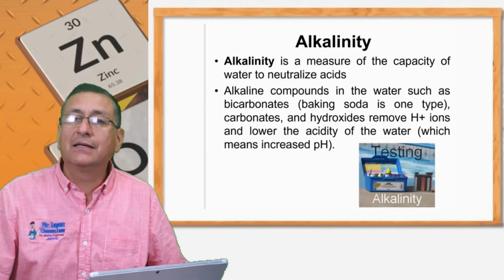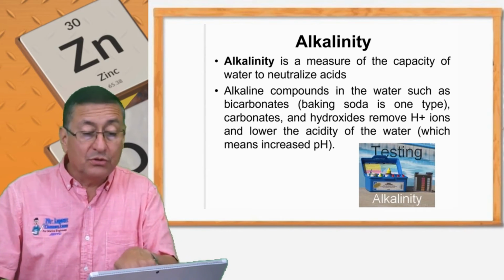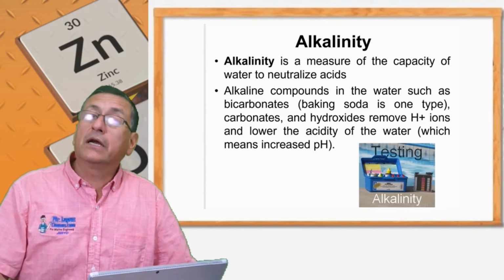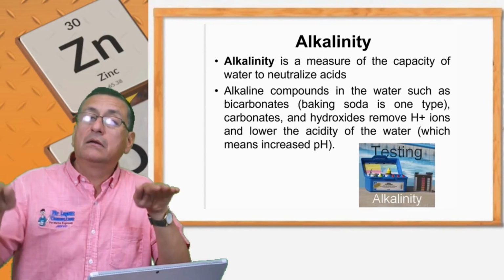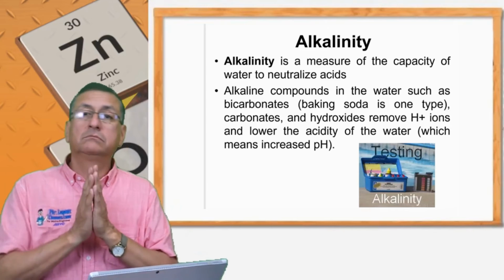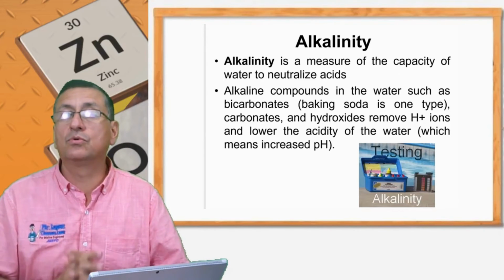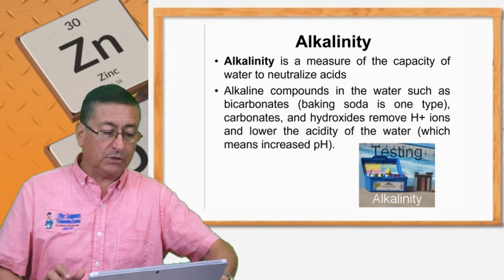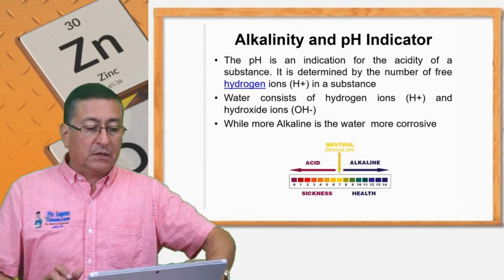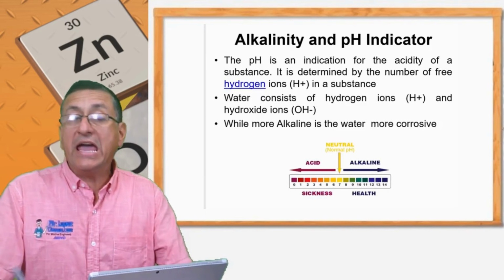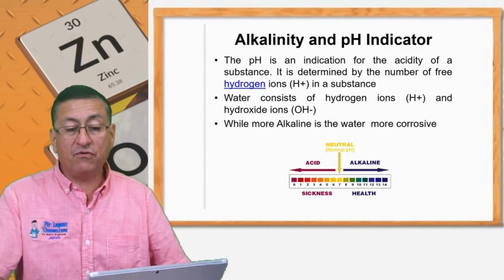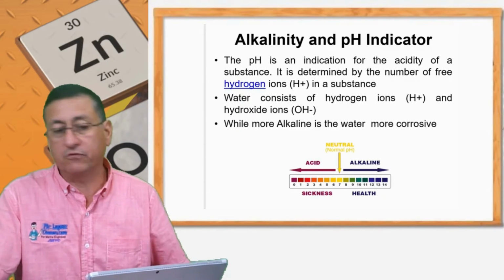Okay? The alkali solutions neutralize the acid solutions. Alright? And if you are in neutral, your pH is close to 7. Alright, good. Alkalinity and pH indicator. The pH is an indication for the acidity of the substance, of course.